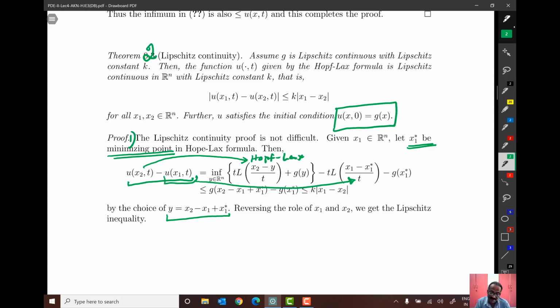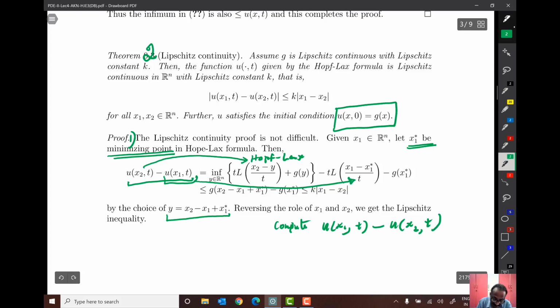Now reverse the roles of x1 and x2. Reversing the roles means you compute u(x1,t) minus u(x2,t). In this case you write u(x1,t) as an infimum, and for u(x2,t) you choose the achieving point, that is, you look for an x2 star so that u(x2,t) is exactly achieved at that point. So that gives you your Lipschitz continuity.